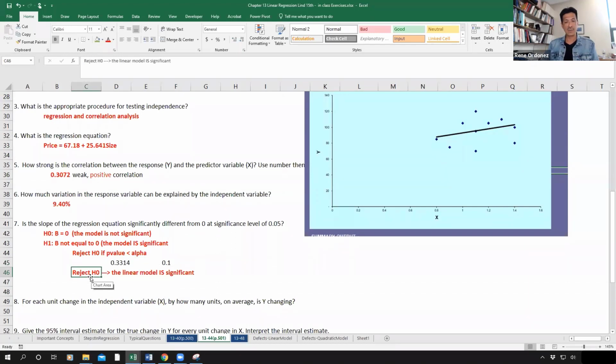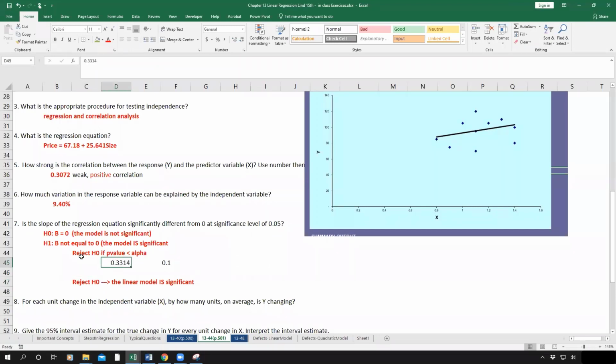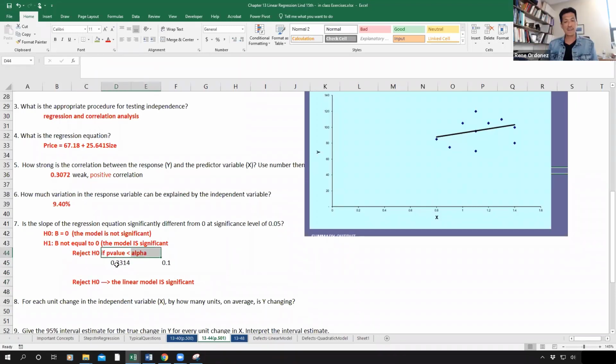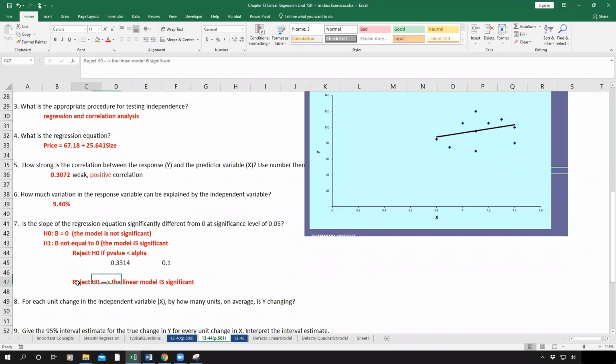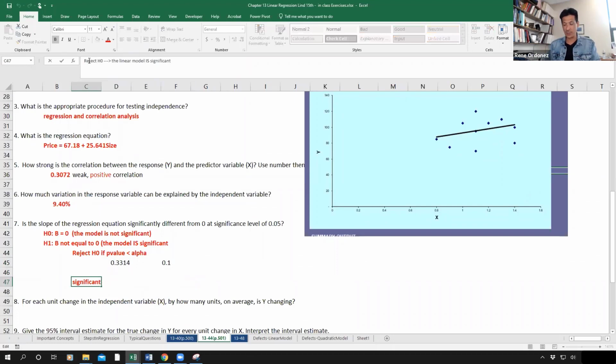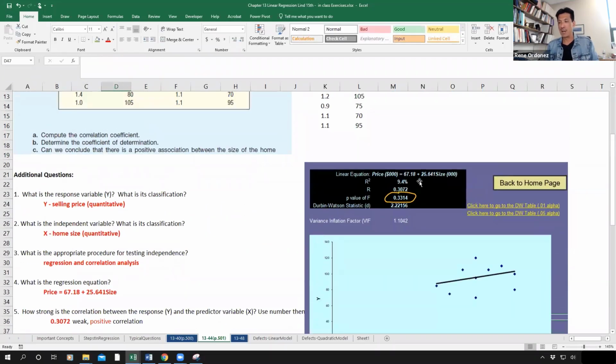Is this the correct conclusion? Yeah. Is 0.33 less than 0.1? No, it's greater. Okay, so therefore, the conclusion would be to fail to reject H0. And by failing to reject the null hypothesis, we will say that the linear model is not significant, meaning this model really is not a good predictor for the selling price of homes.